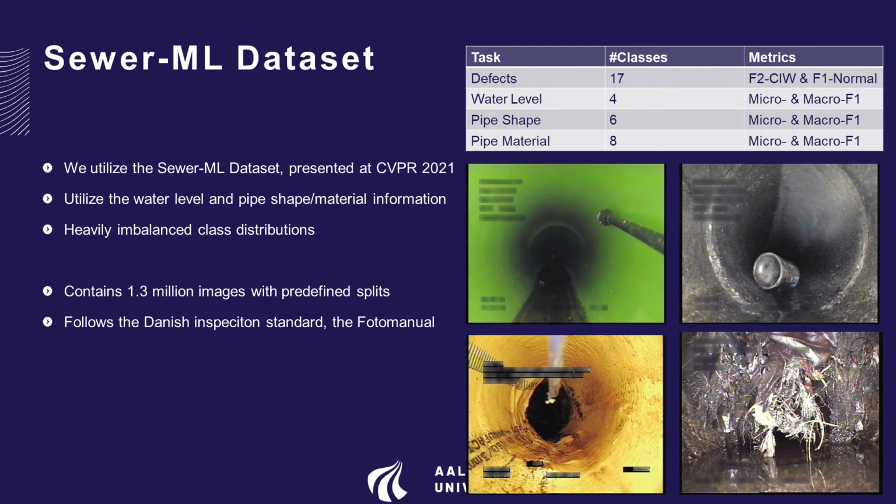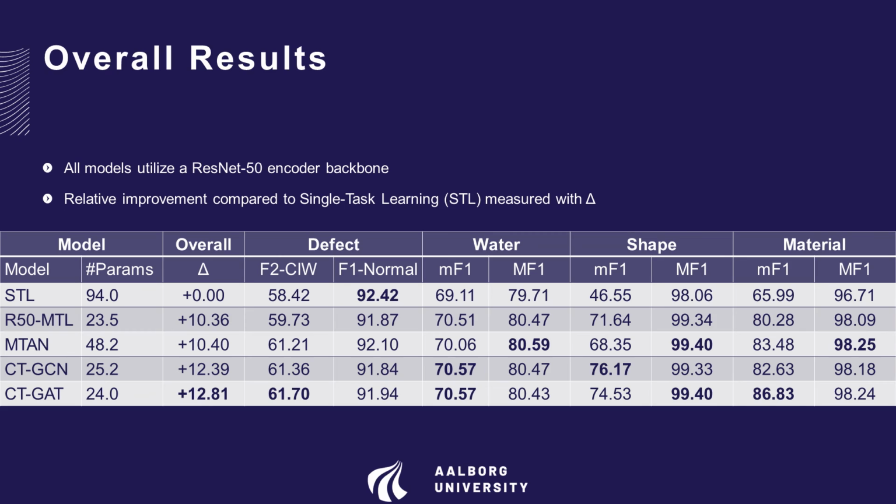We evaluate our proposed method on the Sewer-ML dataset, which contains 4 concurrent and related classification tasks, and 1.3 million images from sewers annotated by professional licensed inspectors from Denmark. We compare against 3 different methods: the single-task network, a standard hard-shared encoder network, and a state-of-the-art soft-shared encoder network.